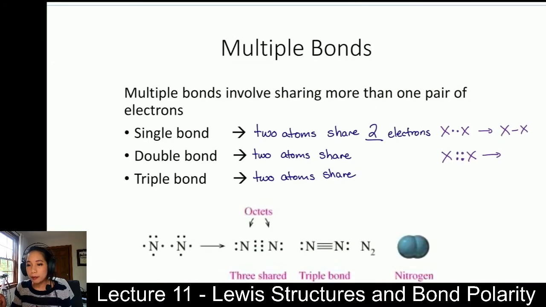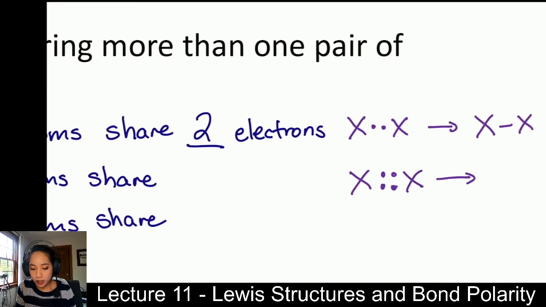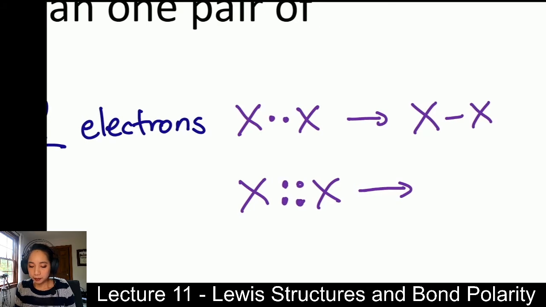Up until now, we've only talked about single bonds, single covalent bonds, where 2 electrons form one bond. Multiple bonds involve sharing more than a pair, or 2 electrons. So you remember, in a single bond, essentially 2 atoms will share 2 electrons. We typically draw the dot structure like this: you have 2 atoms, and they share 2 electrons. We can draw the Lewis structure as a line to form those bonds. Those 2 electrons become one line.